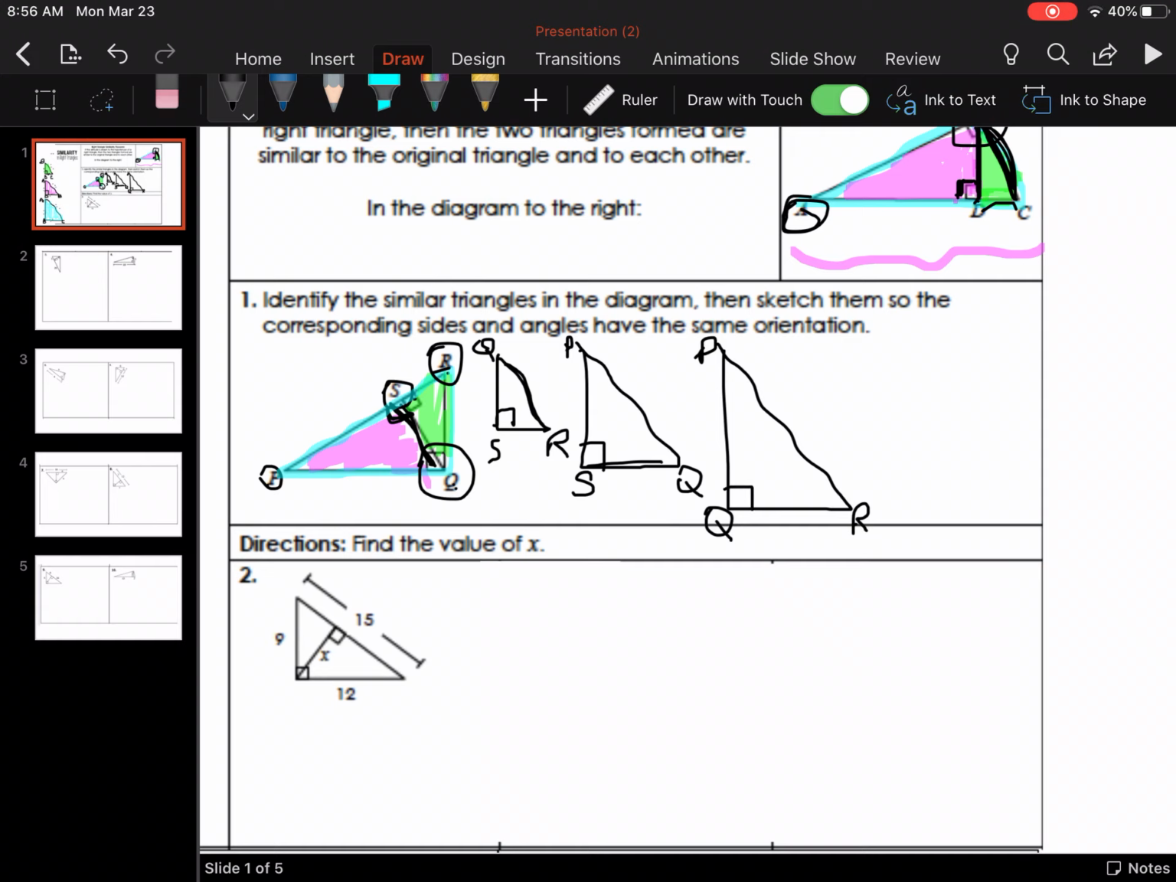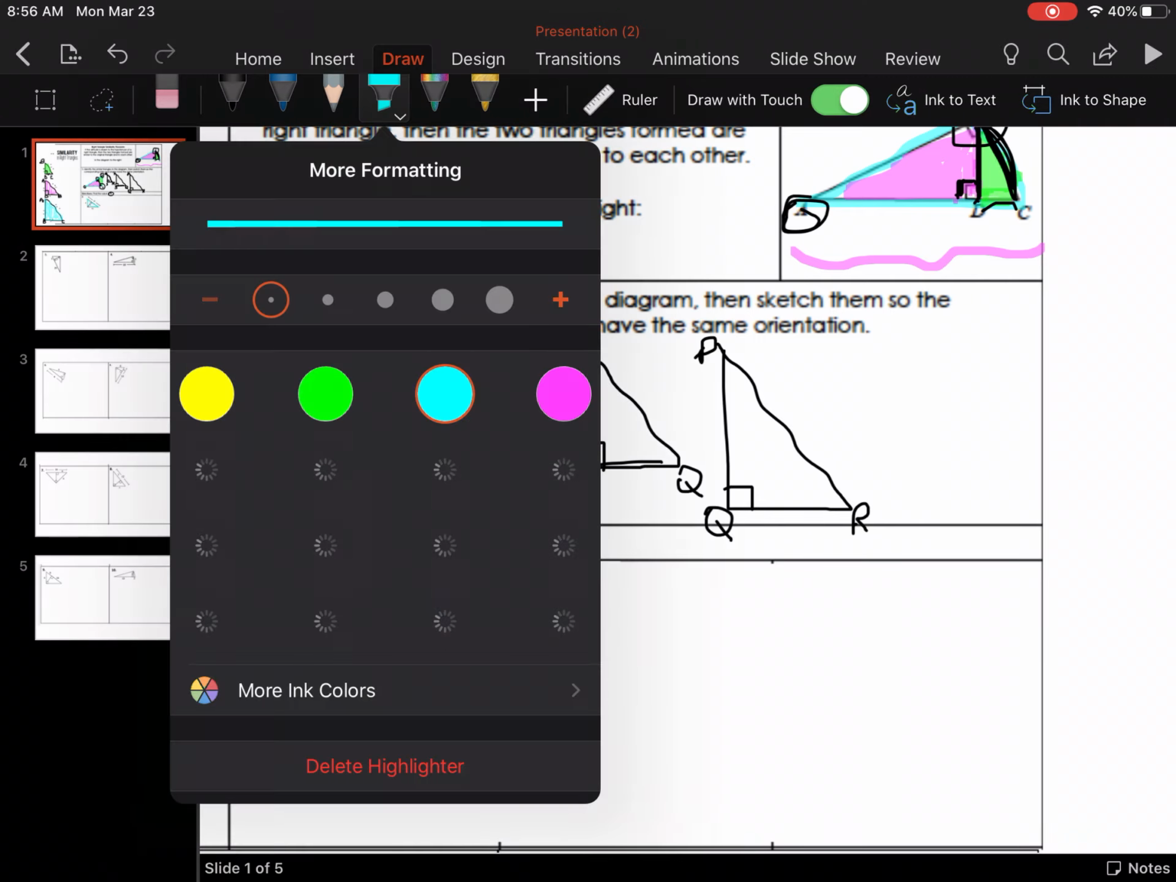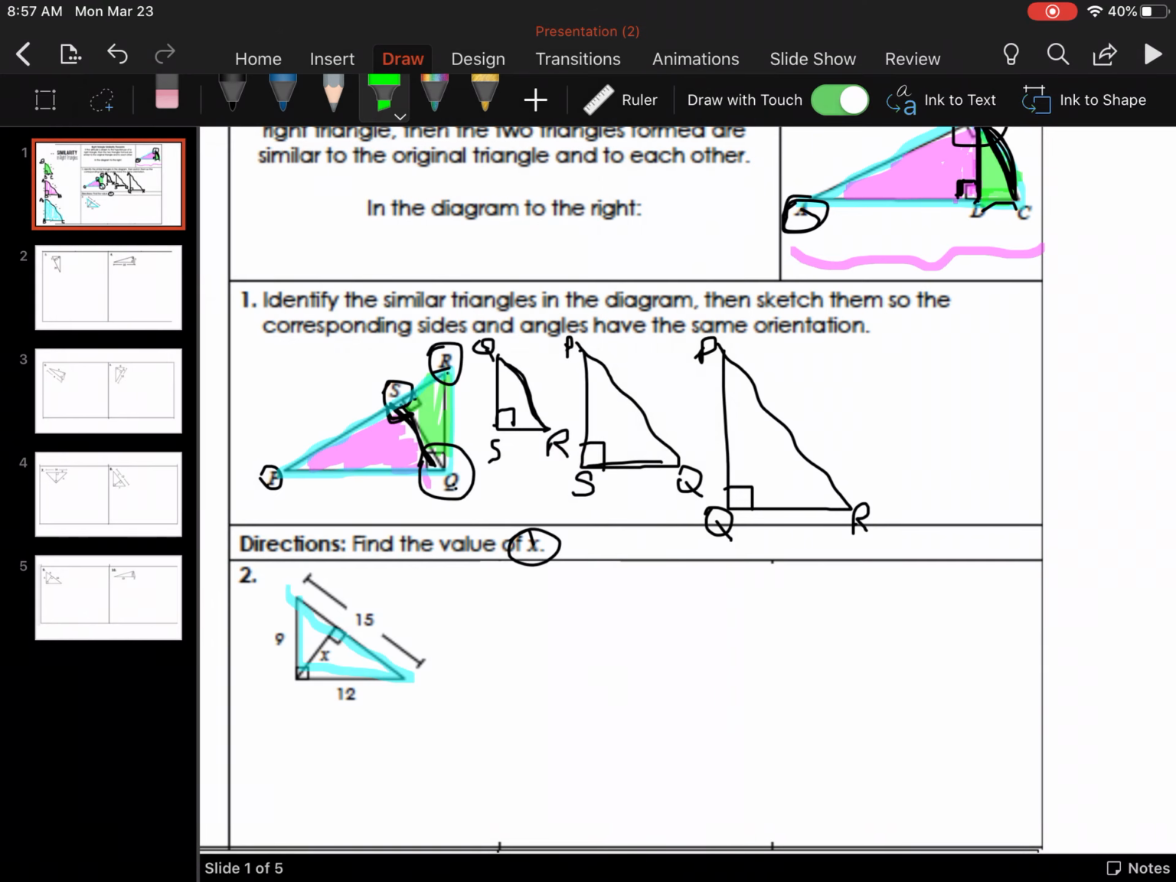So we'll start with number 2. Find the value of x. So what you need to realize here is that there once was one big right triangle. We drew in an altitude. That altitude split the one triangle into 3 similar right triangles.